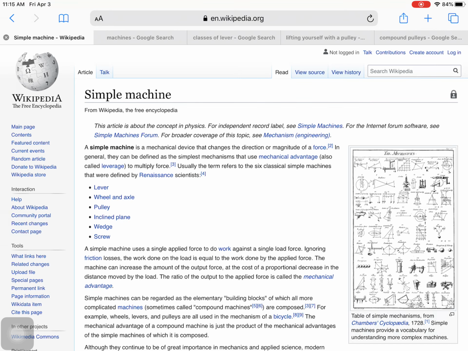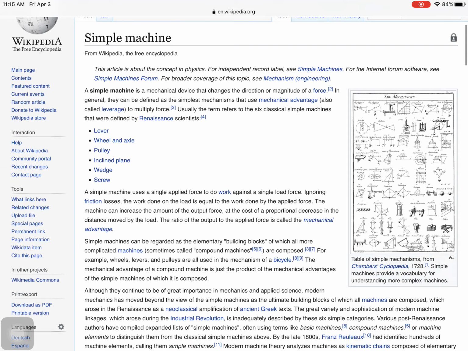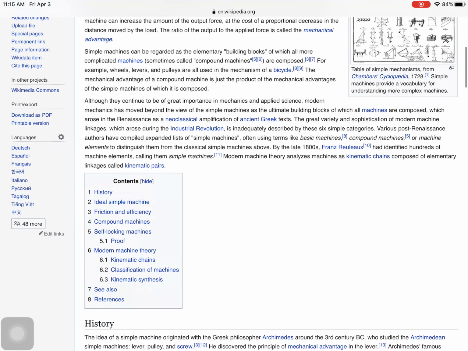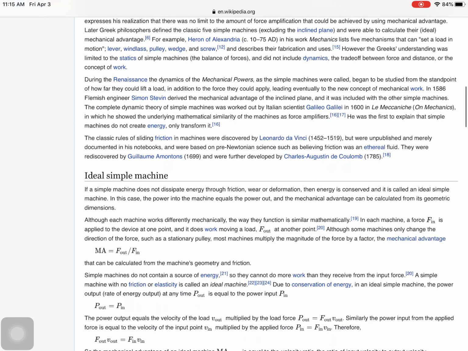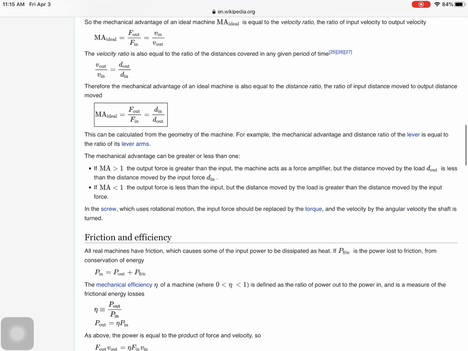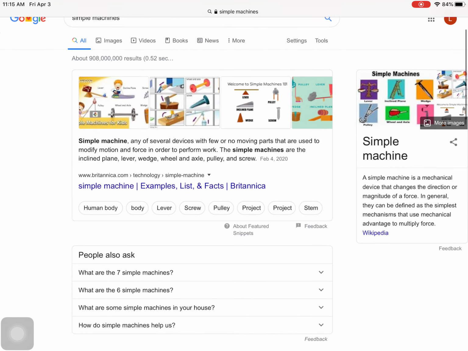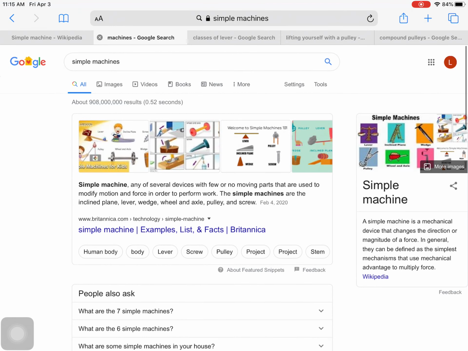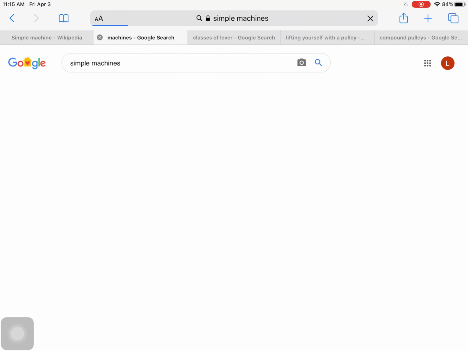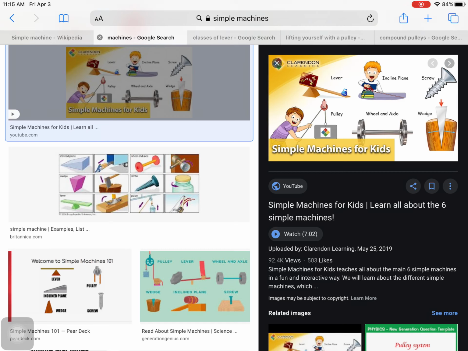simple machines, you look them up. You get a lot of cool stuff. Wikipedia will talk about them, the idea of a simple machine, how they relate. And there are a lot of different ways. You just search up machines. You get all these cool kid links, what these different machines are. Here we go. Machines for kids. Look at all this stuff. The lever, the pulley, the wheel and axle, the plane, the screw, the wedge.